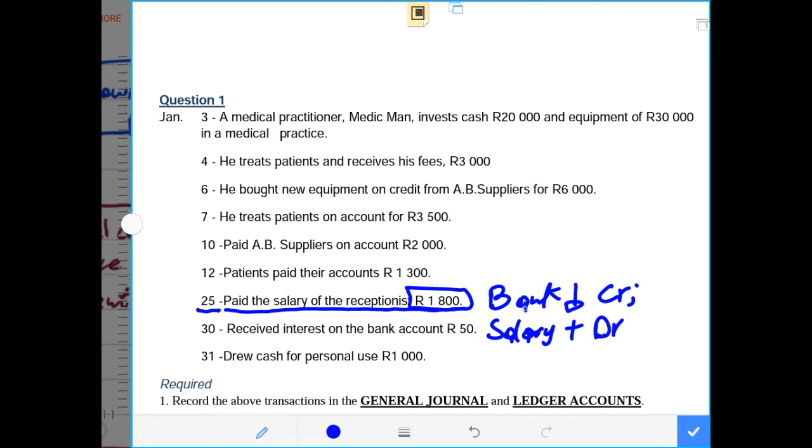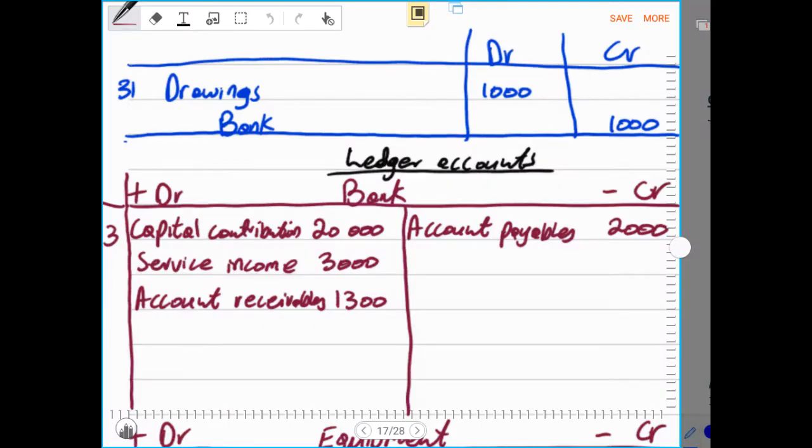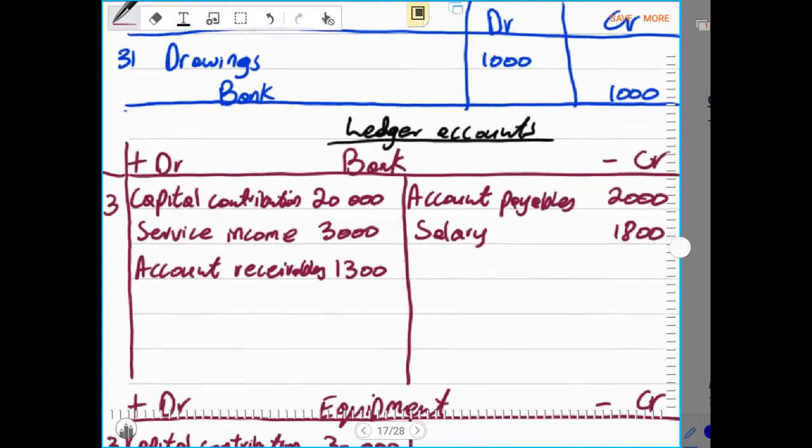That means if there was no receptionist, this salary would not have been increased. Salary would have remained at 0. But because we are paying this, the salaries that are being paid to a receptionist are increasing by the amount of 1,800. Let us first record the credit side where money is going out, reducing our bank account. Therefore our bank will decrease by 1,800. Why? Because of the salary that was paid. Our bank is decreasing because a salary was paid out to a receptionist of this medical practitioner.